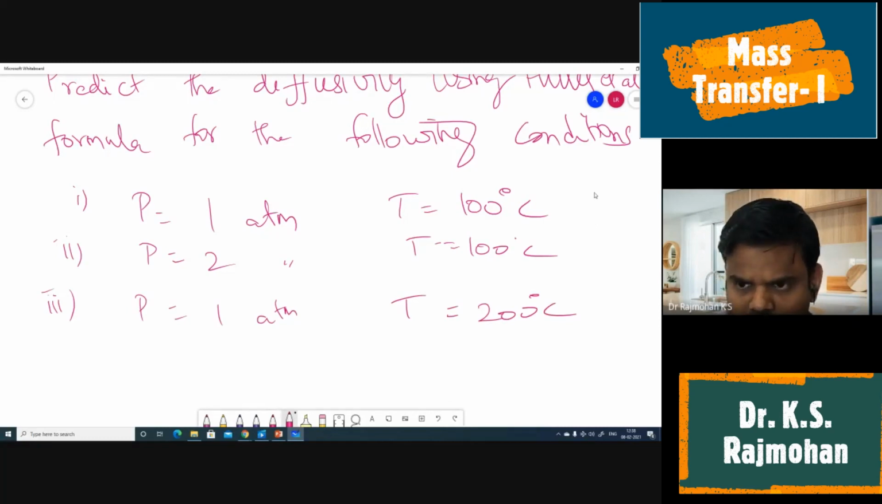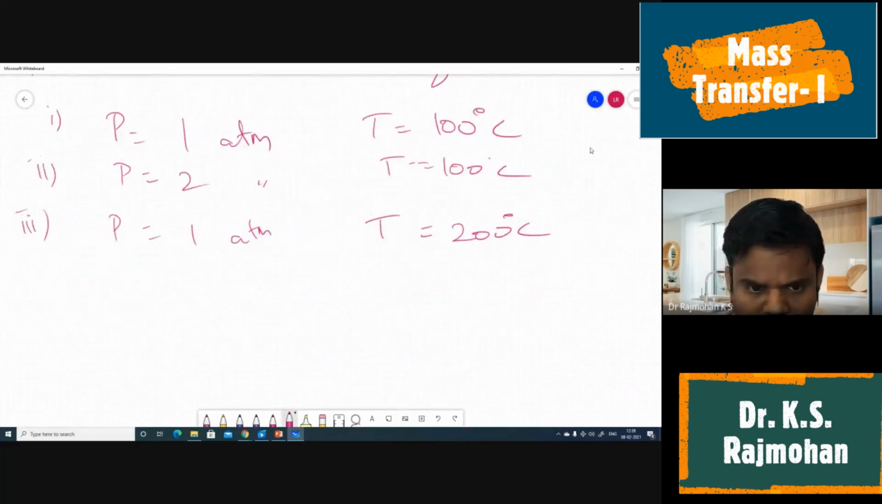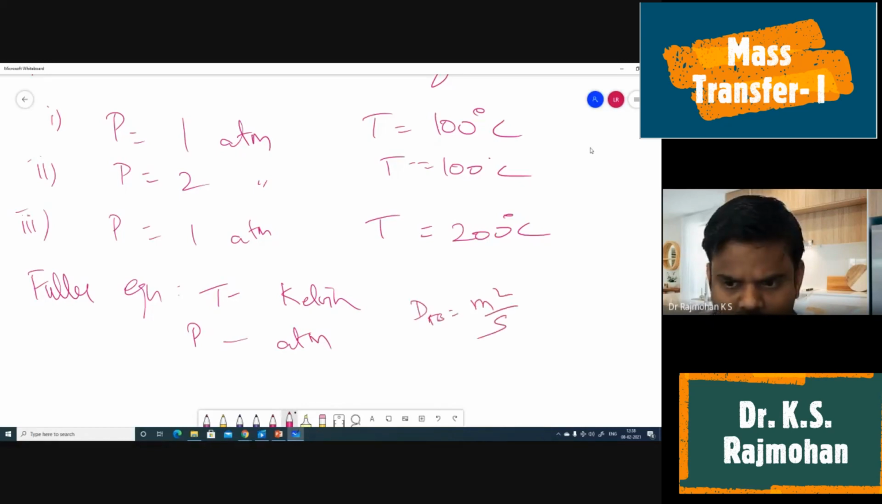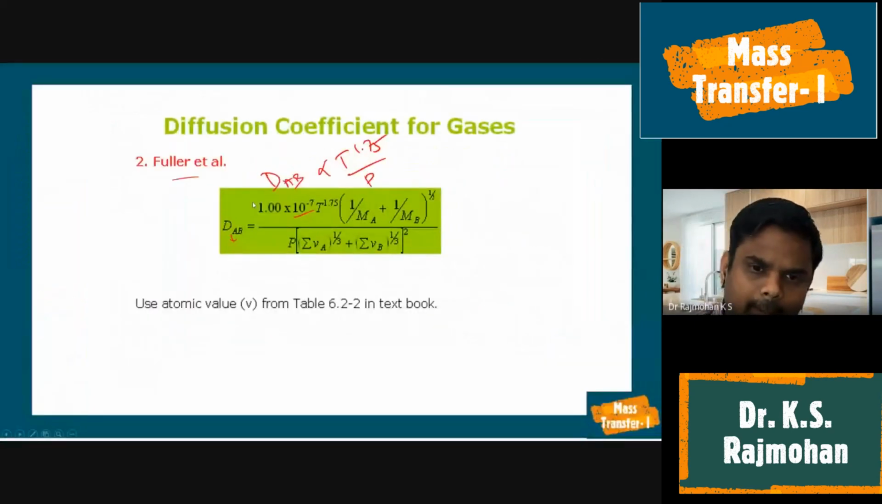Before that, to make use of the Fuller et al equation, you should remember that temperature should be substituted in Kelvin and pressure should be substituted in atmosphere. So DAB we will get in meter square per second. I will again show the equation. DAB is equal to 10 power minus 7 T power 1.75 into square root of 1 by MA plus 1 by MB, divided by total pressure times summation of VA power 1 by 3 plus summation of VB power 1 by 3, whole square. So don't forget the square, some people forget this.